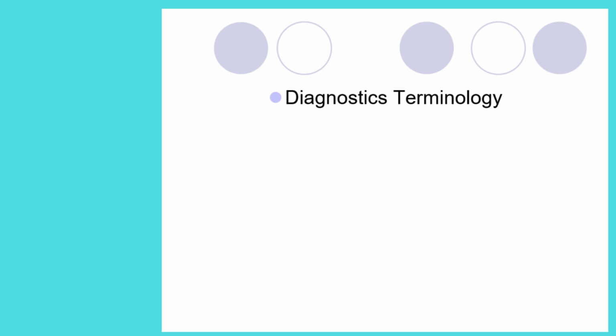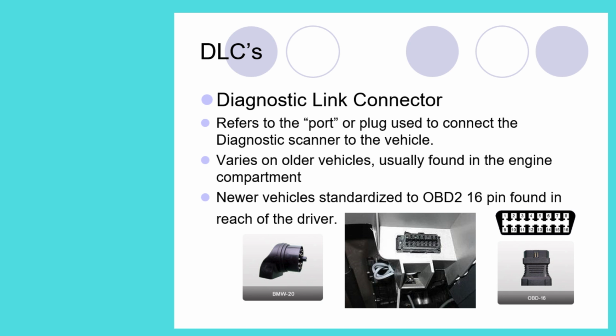Diagnostics terminology. The diagnostic link connector refers to the port or the plug used to connect the diagnostic scanner to the vehicle. It varies on older vehicles, usually found in the engine compartment. In newer vehicles, it is standardized to the OBD2 16-pin found within reach of the driver.